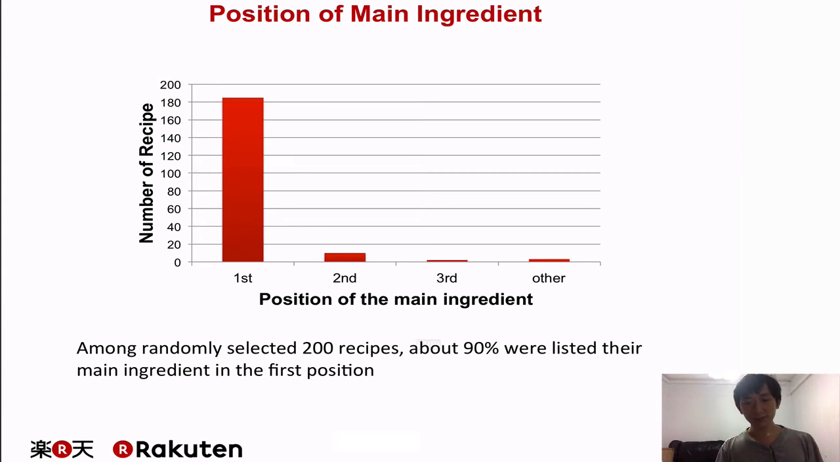Among 200 recipes, about 90% listed their main ingredient in the first position. So this is a very simple algorithm. Not a breakthrough mathematics formula. We just look at the first ingredient and use that to decide what category we put this recipe under.